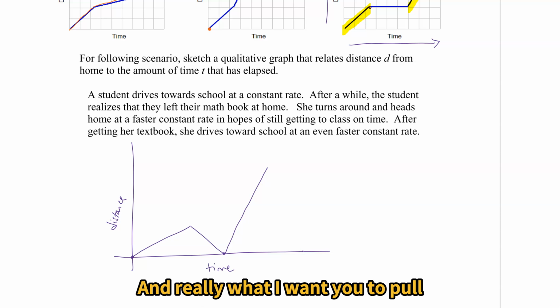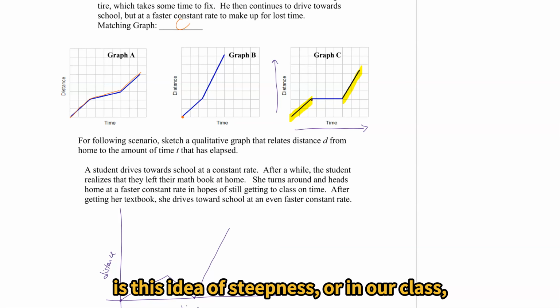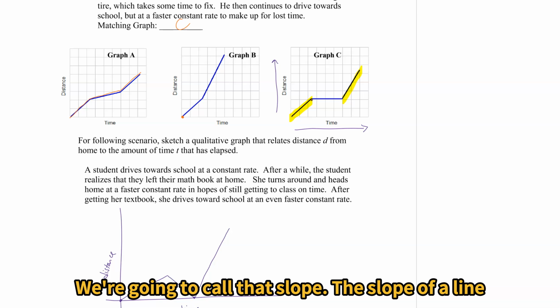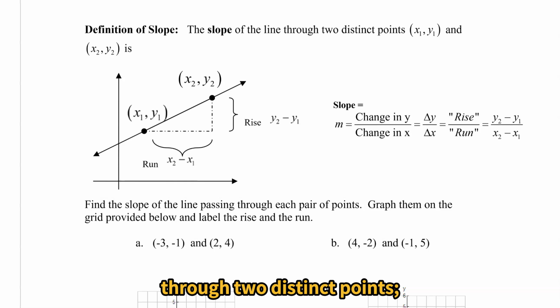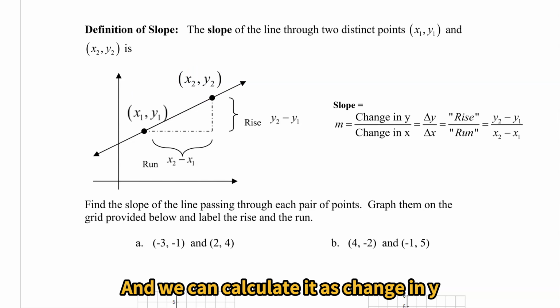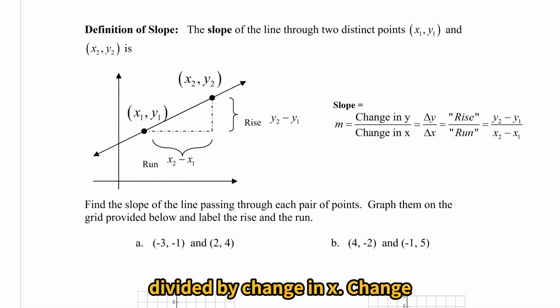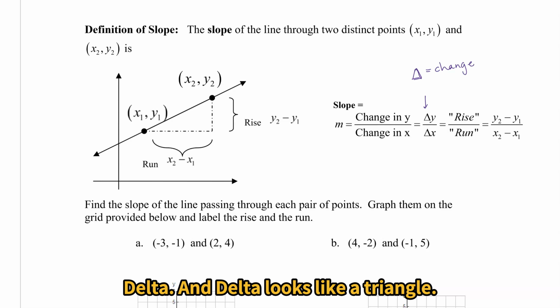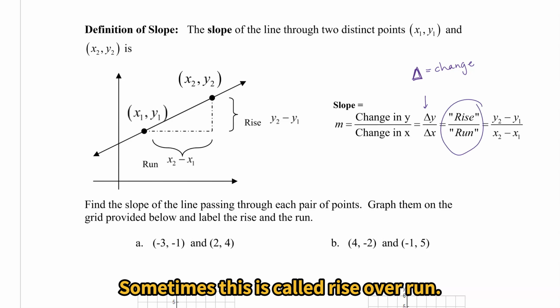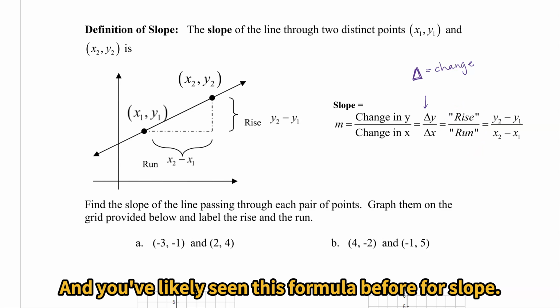And really, what I want you to pull from all of these different graphs is this idea of steepness, or in our class, we're going to call that slope. The slope of a line through two distinct points. Here we have a line, we have two distinct points, and we can calculate it as change in y divided by change in x. Change is represented by the Greek symbol delta, and delta looks like a triangle. Sometimes this is called rise over run, and you've likely seen this formula before for slope.